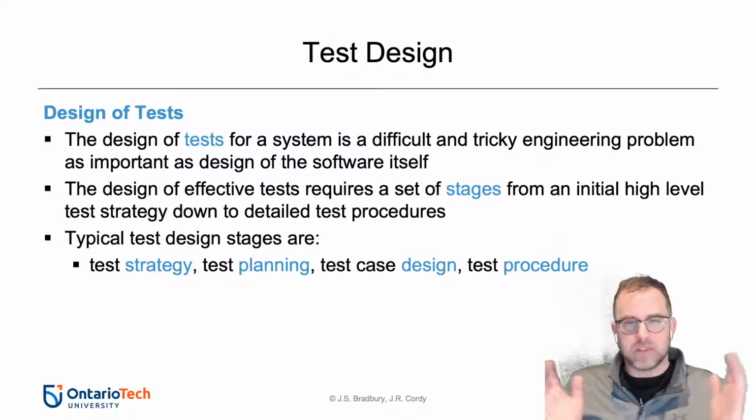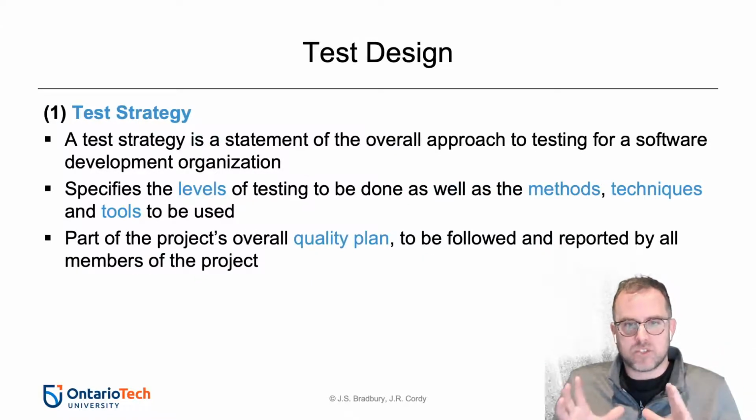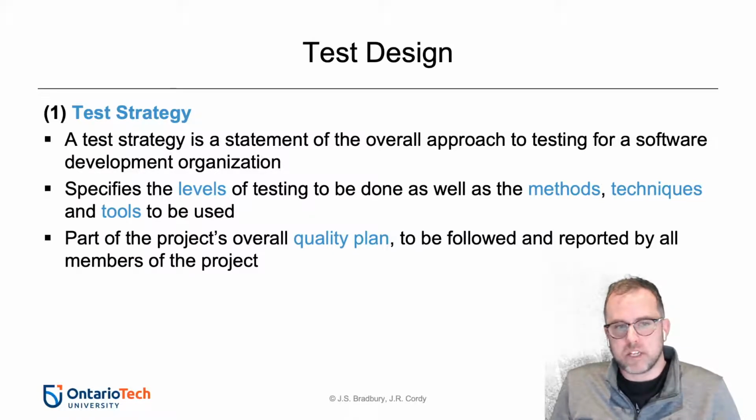Okay, so at the high level, the first thing we do is we have to have a test strategy. A test strategy can be thought of as a statement of the overall approach to testing for an organization or a particular development team. So what does a strategy include? A strategy includes your overall approach to testing. What levels of testing are you going to be doing? What methods are you planning on using? What techniques? What tools? What infrastructure exists that will support your testing? So it is really an overall strategy for how testing will be used throughout the development lifecycle to ensure quality.